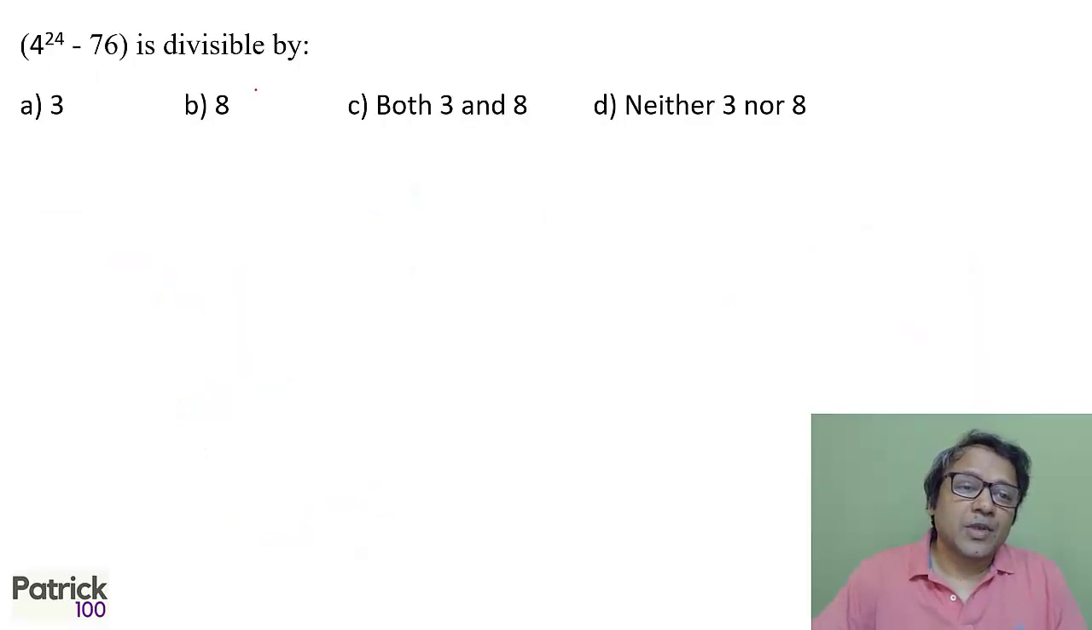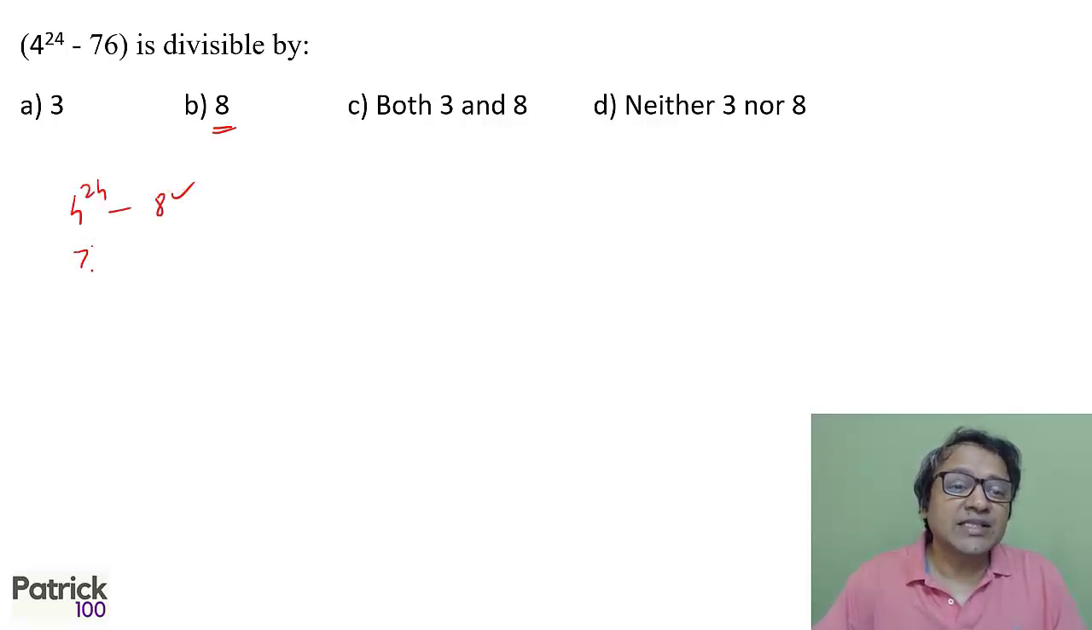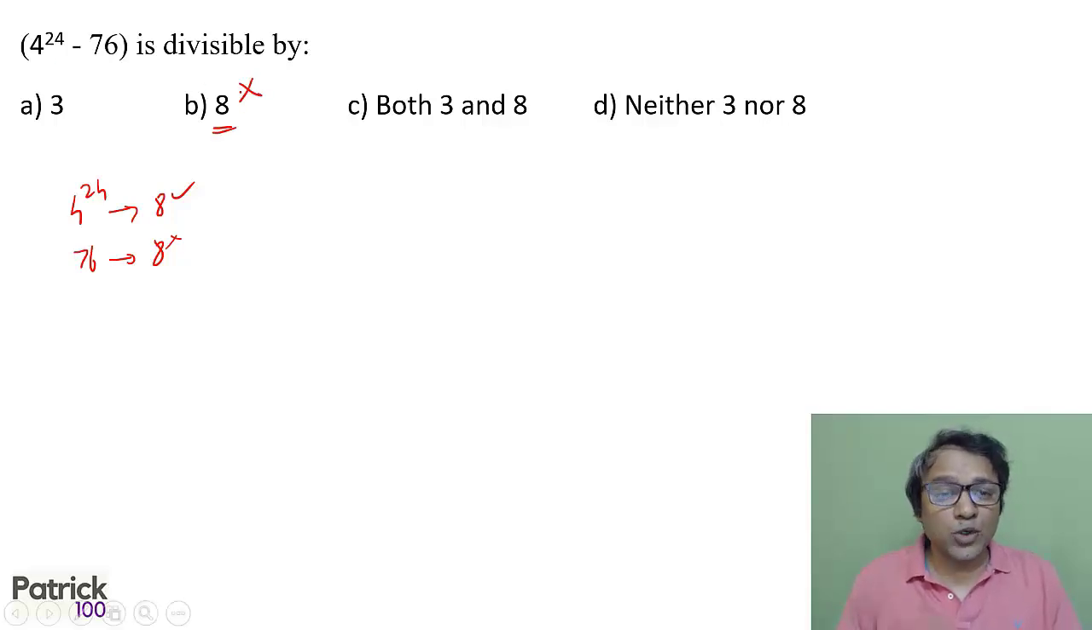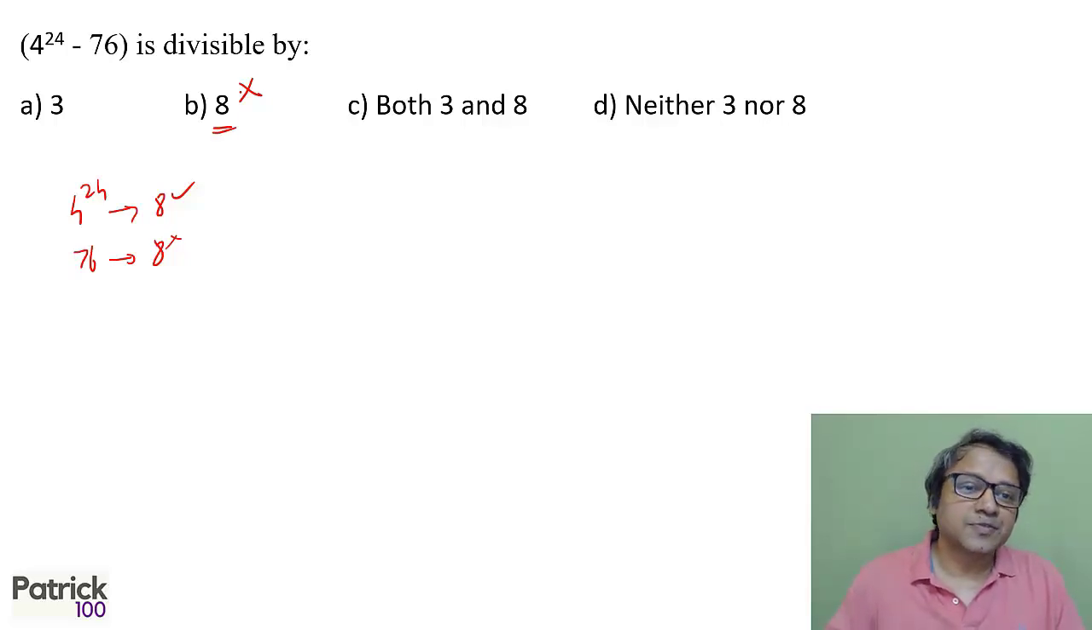Divisible by 8 is easy to check. I know 4 raised to 24 is divisible by 8. But 76 is not divisible by 8. Okay, 72 is divisible by 8, but 76 is not. So either both should be divisible by 8 or both should not be. If one is divisible and one is not, the whole number is not divisible by 8.